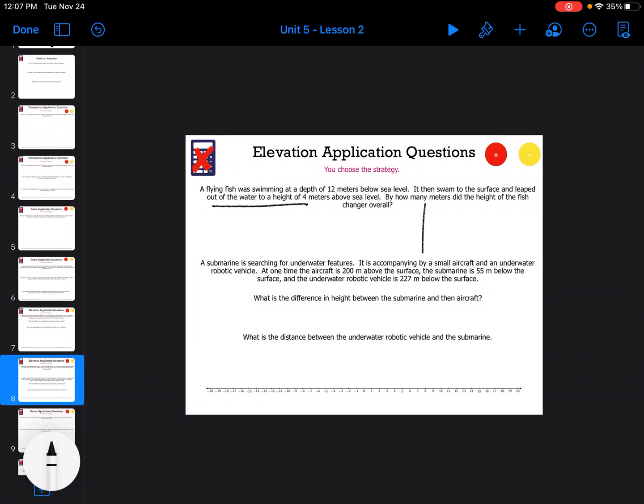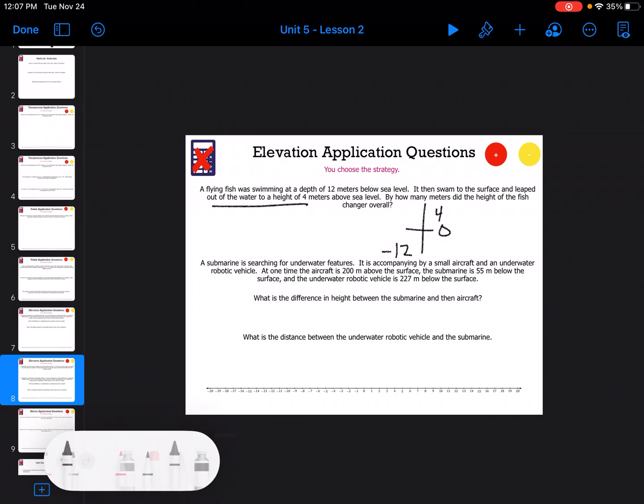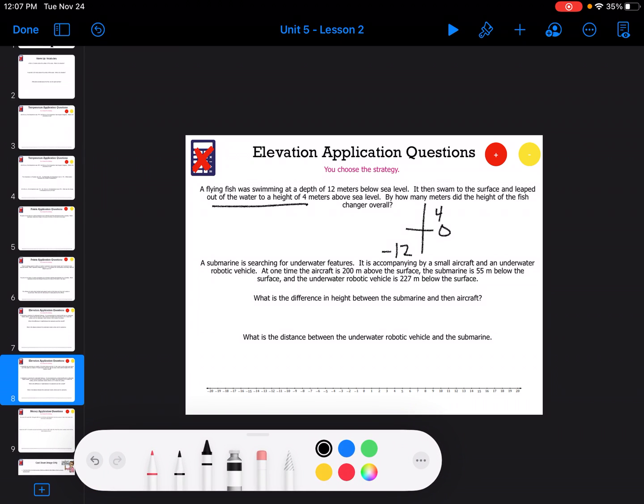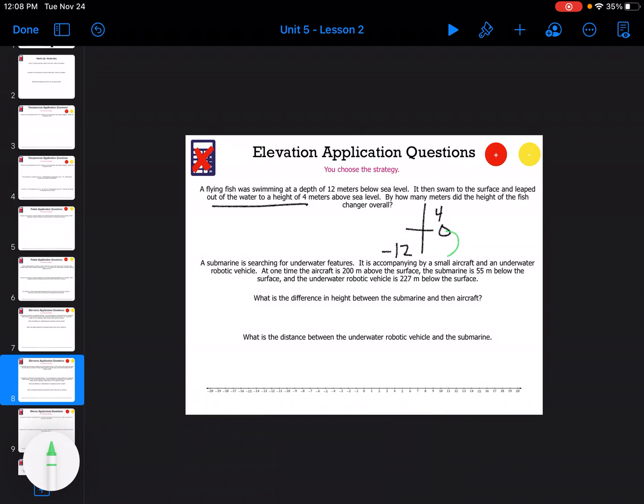So we have 0. It was 12 below, so that's negative 12. And then it got to 4 above. So the difference here is 12. The distance here is 4. So 4 plus 12 would be 16 meters. So that fish was able to go 16 meters and change. And it's positive because it's going from negative to positive.